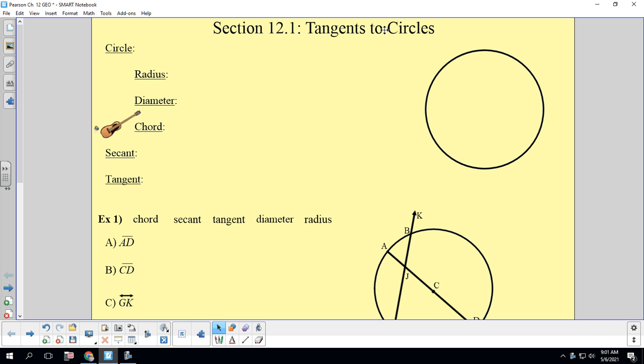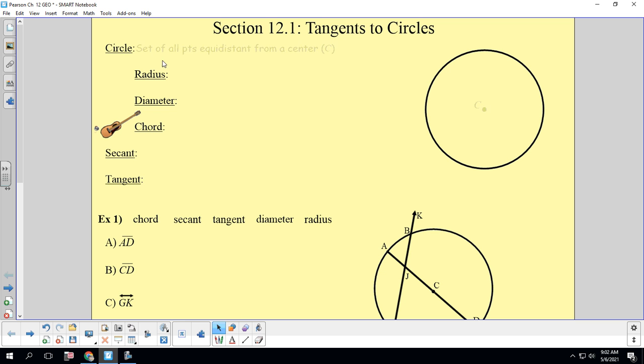It is super interesting, but anytime we start a new chapter, there's some vocabulary that we need to talk about. Some of it will be familiar. Some of it, the words seem familiar, but it'll have a different meaning. Welcome to geometry. That always happens. We take words that we use in the regular world and make them our own geometry definitions. All right, so let's go ahead and write these definitions down.